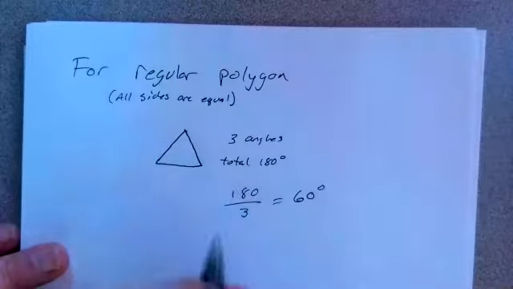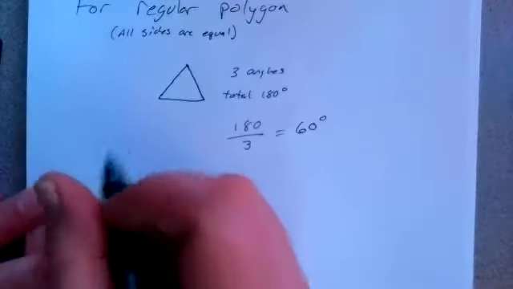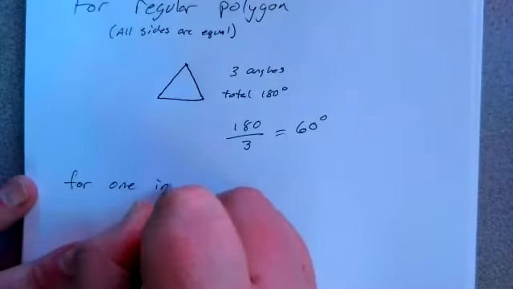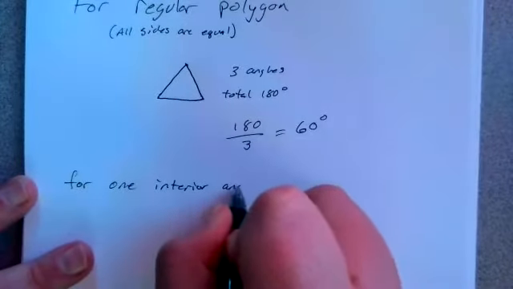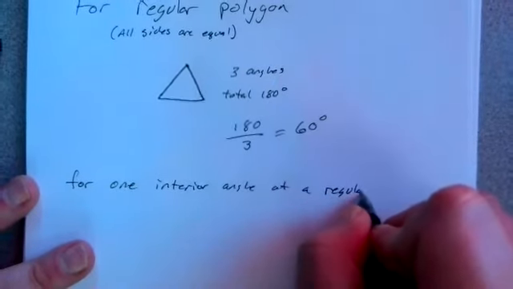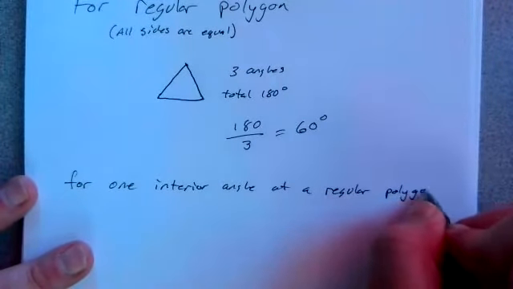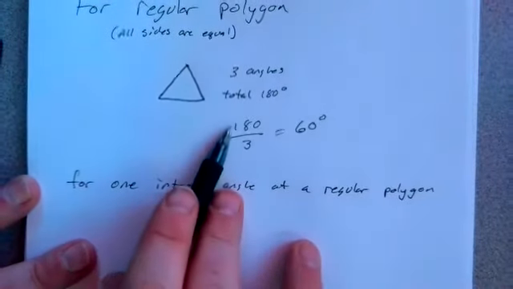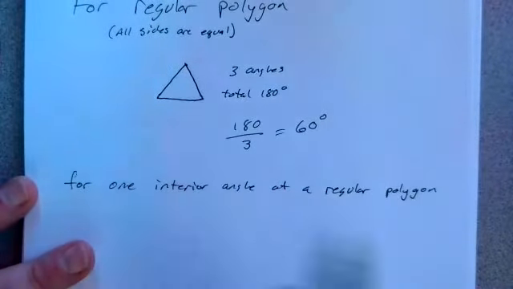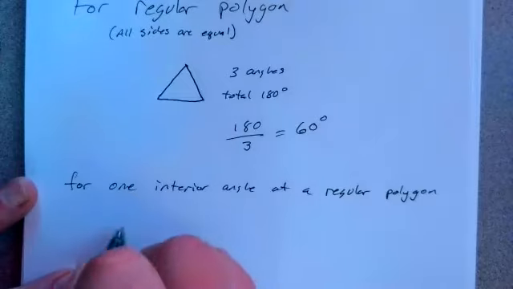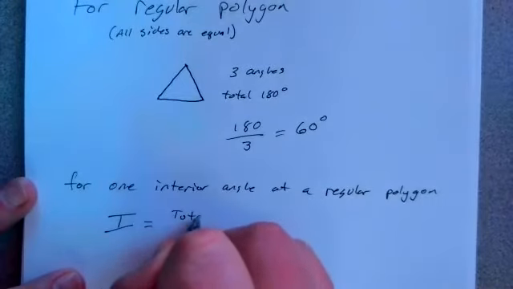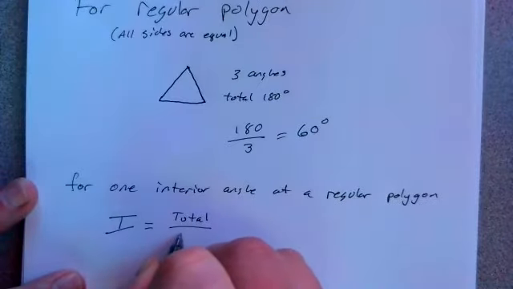What we did is we could say, for one interior angle of a regular polygon, we could take the total, right? Because 180 was the total angle measure, and divided by the number of sides. So for one interior angle, let's call that I for interior angle, it's equal to the total divided by the number of sides.